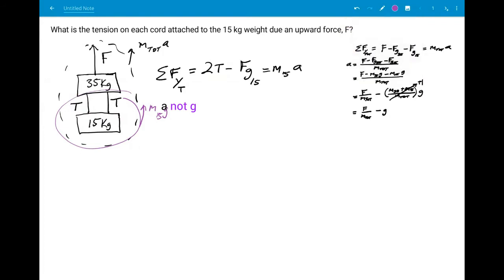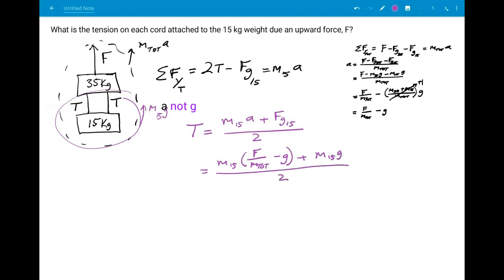Okay, so now let's get T all by itself. So it's going to be T equals M15 A plus F_G15 over 2. Let's separate that out. In other words, let's put A in. We know that it's F over the total mass of the system minus g, plus m15 g over 2. Notice that I'm using variables. It's better to move around variables than moving around numbers, and you'll see in the end.